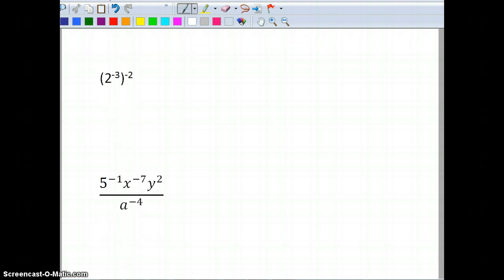Okay, 2 to the negative third power raised to the negative 2 power. Okay, this is a product of powers. Negative 3 times negative 2, that's a positive 6. 2 to the 6th power.